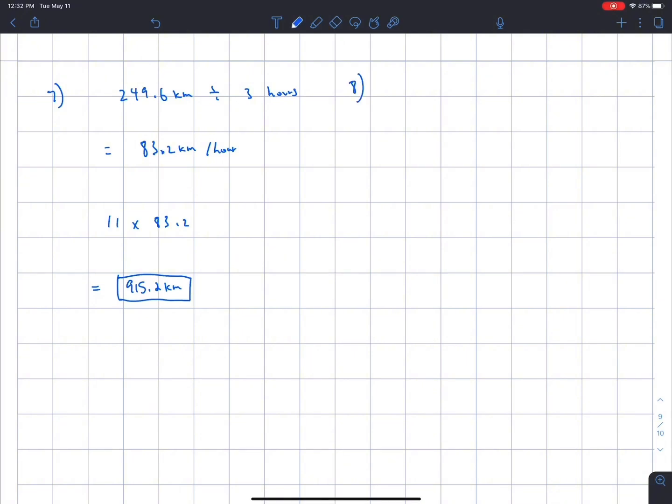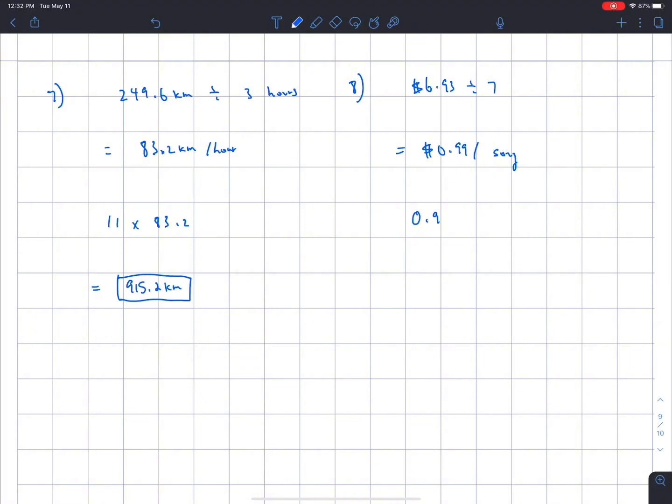An online music store charges the same amount for all songs available to be downloaded. If it costs $6.93 to purchase 7 songs, same idea, we always find the unit rate first. In this case, it's a unit price. So just divide it by 7. And we get 99 cents per song.